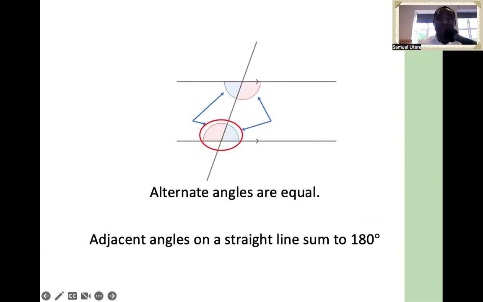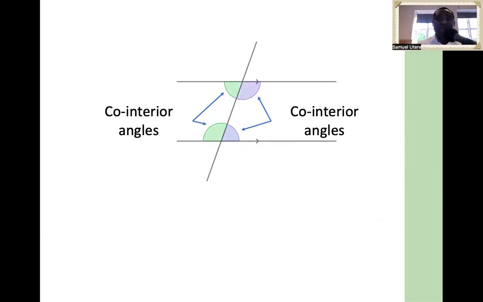That's actually the fact. So just using colors, you can see the reasoning why these two angles between the parallel lines, on the transversal, must add up to 180 degrees. But there is a special name for it. We call them co-interior angles.